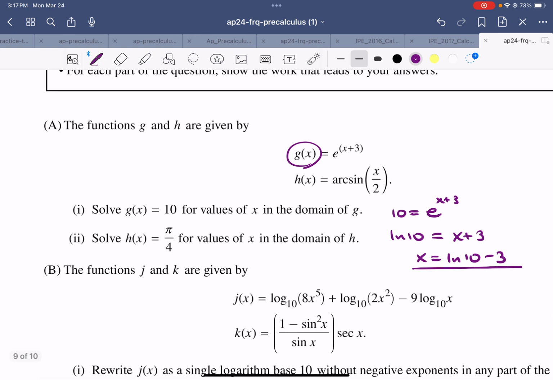Now, second one, solve h of x is pi over 4 for values of x in the domain of h. Okay, so you set this one equal to pi over 4. Okay, you look at it this way. That's an arc sine, so you can rewrite this: arc sine of x over 2 equals pi over 4. Then if you make it sine, then sine of pi over 4 equals x over 2, right?